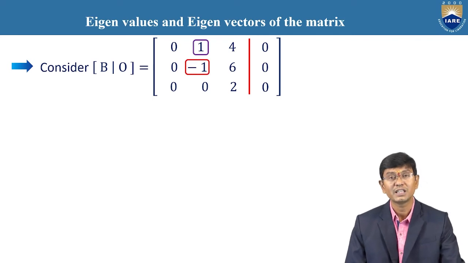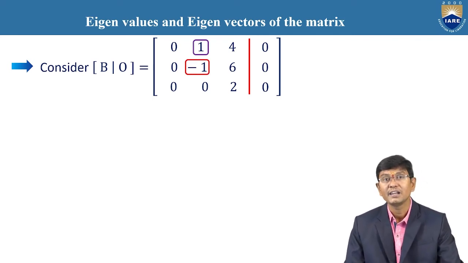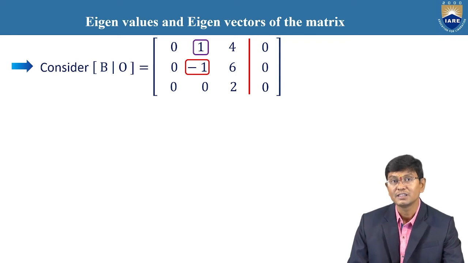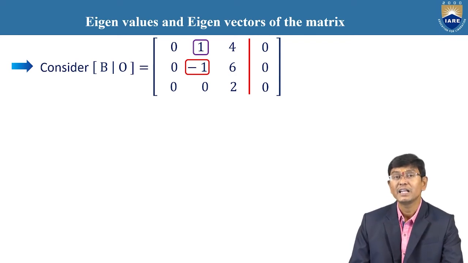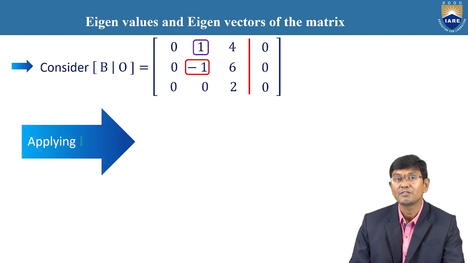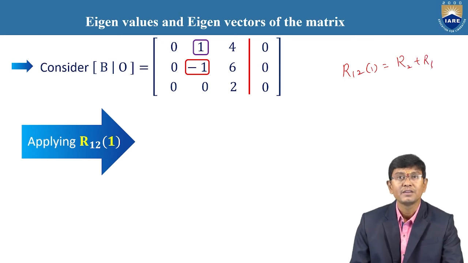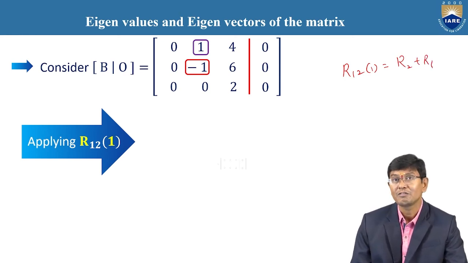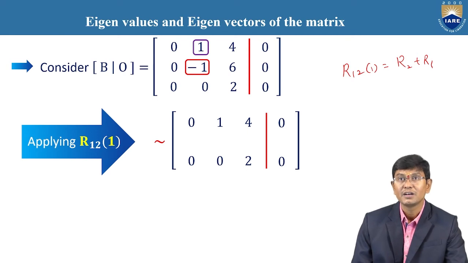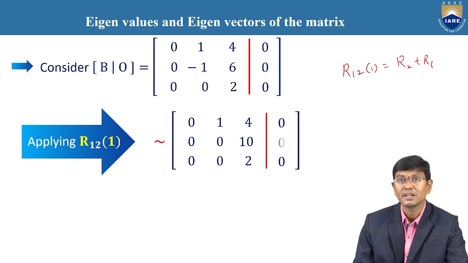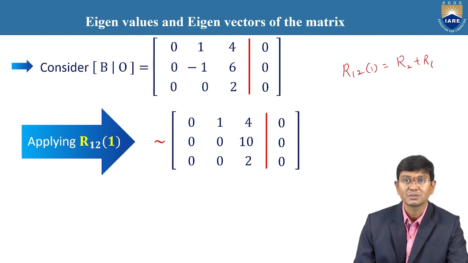Therefore, with the help of the first row, the element is 1, and in the second row the element is minus 1. Now we need to change minus 1 to 0 by using the operation R2 plus R1, that is, R2 becomes R2 plus R1. By applying this, there is no change in R1 and R3; only R2 is changed. Therefore, the rows are 0, 1, 4, 0; 0, 0, 10, 0; 0, 0, 2, 0.